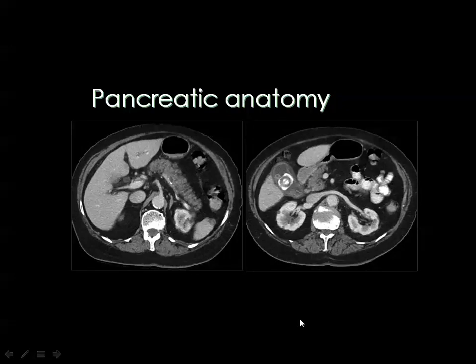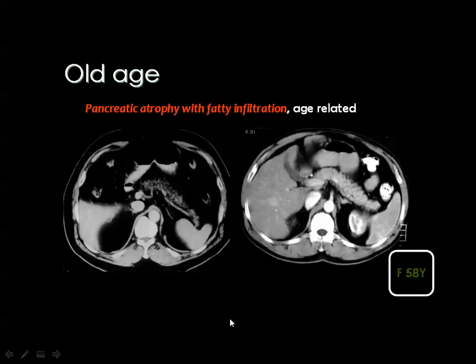Once more, this is the normal anatomy of the pancreas. You see the pancreatic body and tail. Lower down you see the pancreatic head identified by the superior mesenteric artery and vein, and in this patient you can see a sizable gallbladder calculus.